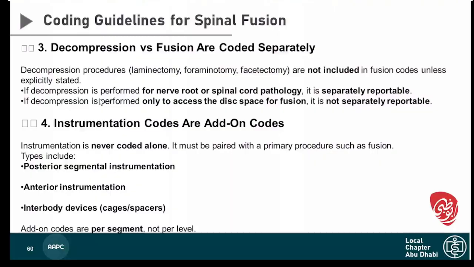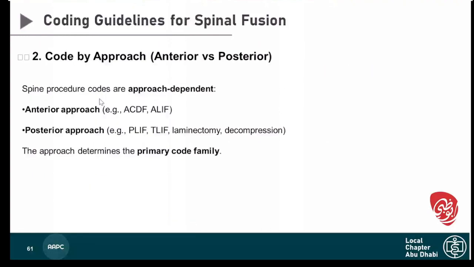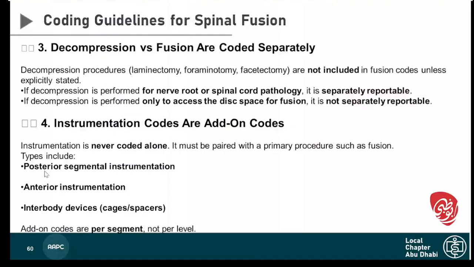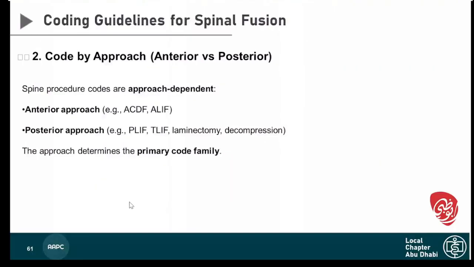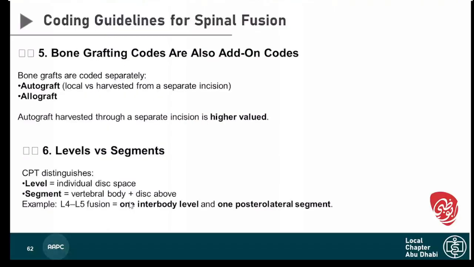So based on the approach code, assign the appropriate code. Based on posterior segmental instrumentation, anterior instrumentation, interbody devices, we have to assign the appropriate codes. Then code by approach, anterior versus posterior, prone position or supine position. Based on that, you have to code the primary code. Then bone grafting codes. So we have separate CPT codes for autograft and allograft, and a combo code is also available. So based on that, we have to assign the correct CPT code for bone graft also.